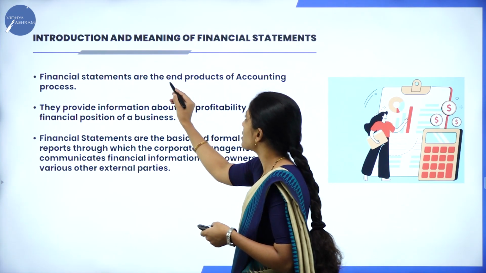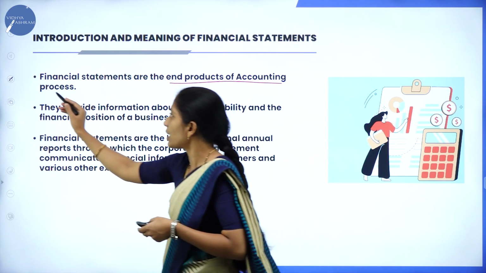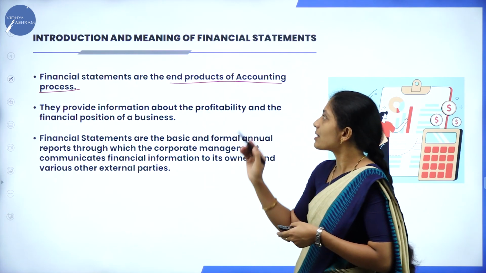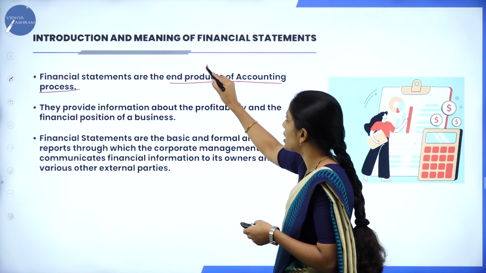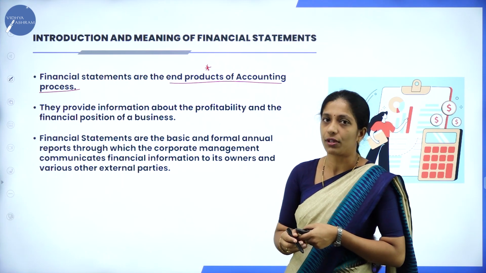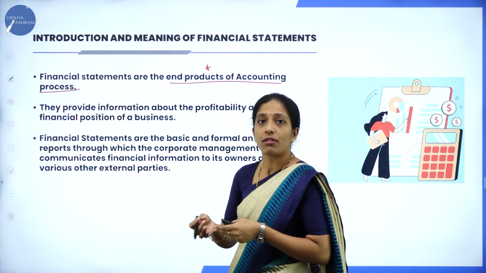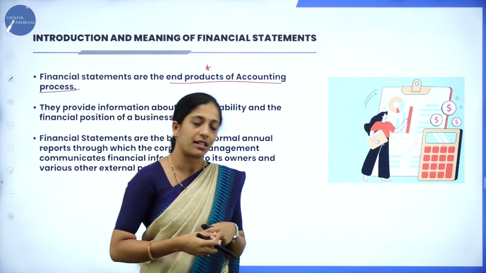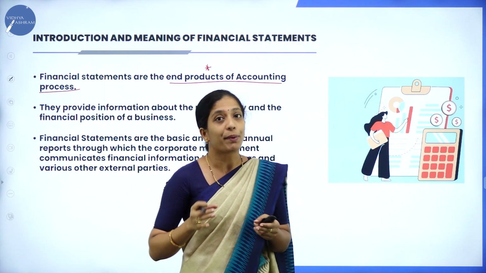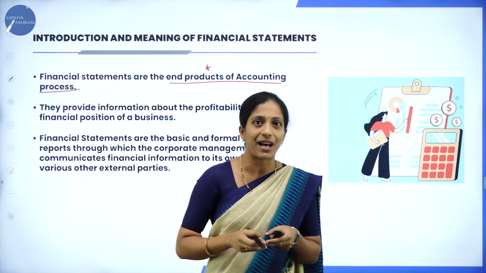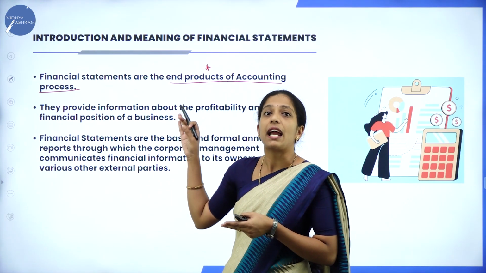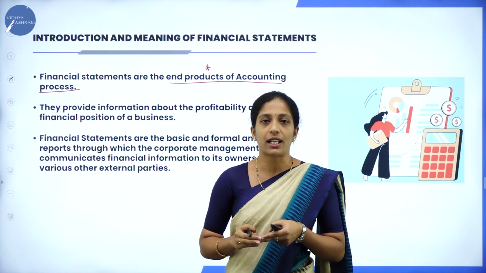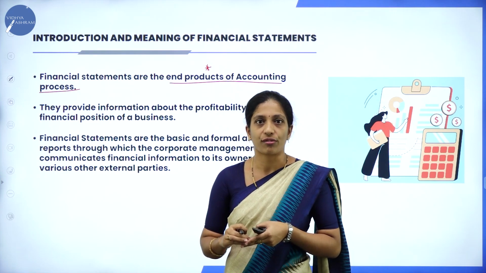Financial statements are the end product of the accounting process. They might ask you this for 1 mark: financial statements are dash of the accounting process, that is, end product of the accounting process. You know our accounting process starts from recording in the journal, then transferring into individual accounts, that is your ledger accounts. Then we prepare the trial balance. After that comes the end result of your accounting process, where we come to know about the profitability as well as the financial position of the business.